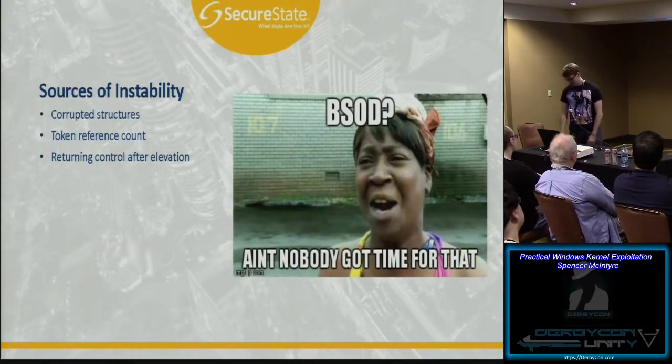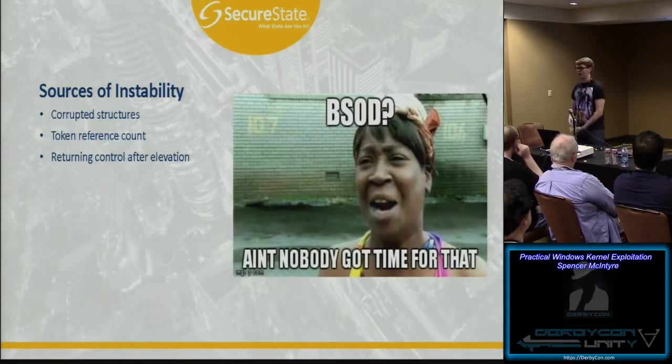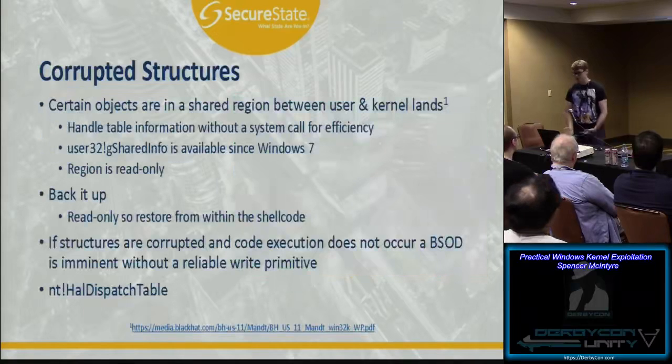And then returning control after elevation. After your shellcode executes, how do you get control back to the attacker so that they can continue what they're doing? They need to be able to launch an interpreter session or elevate themselves somehow. They need to actually do something with the process that they were able to elevate.